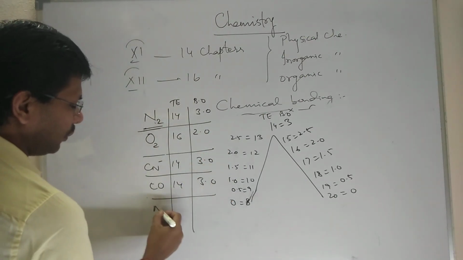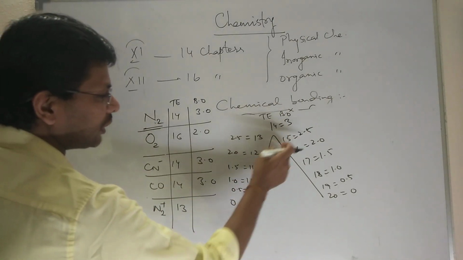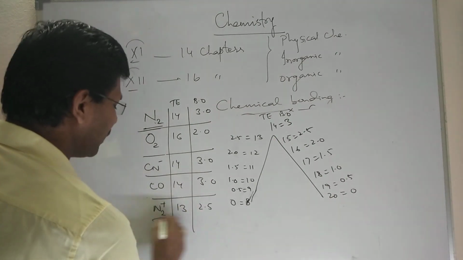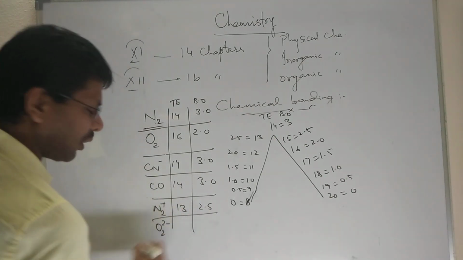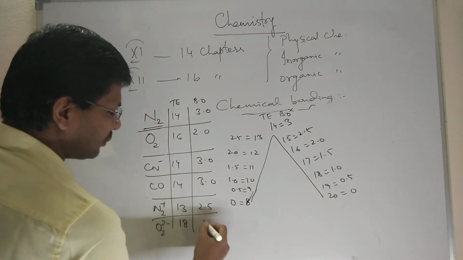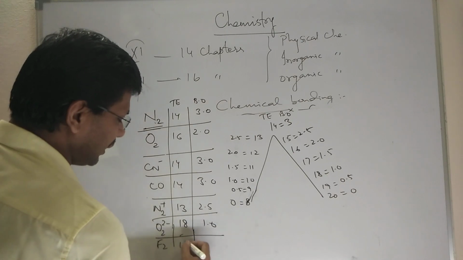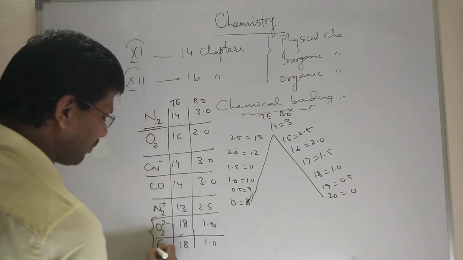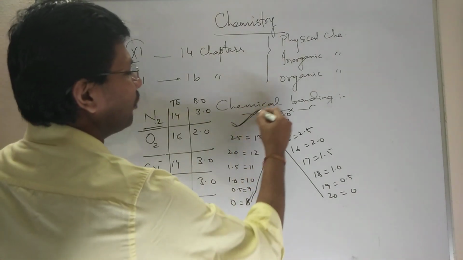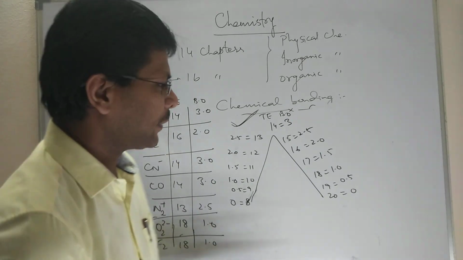Suppose you want to know about N2 plus. N2 plus has 13 electrons, so the bond order is 2.5, that is 2 bonds plus 1 partial bond. Suppose O2 2 minus, the peroxide ion: O2 is 16 and 2 extra electrons make 18, so it has a single bond. F2 also has 18 electrons, so it is also 1. In case of isoelectronic species, they have equal bond order. So keeping this formula in mind, you will be able to solve from 8 to 20 electrons easily.